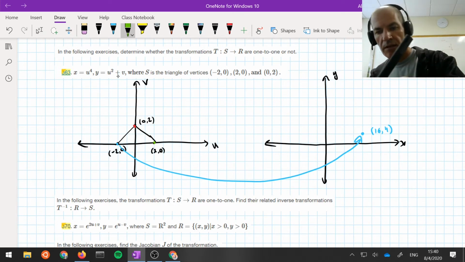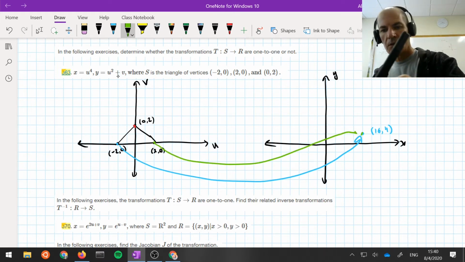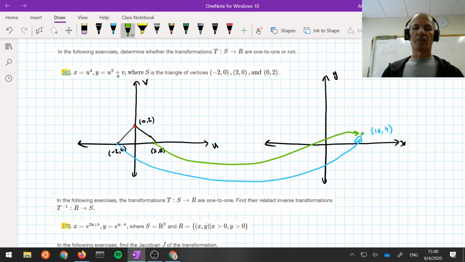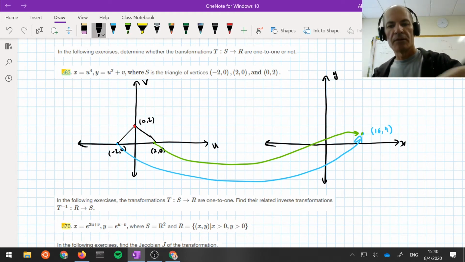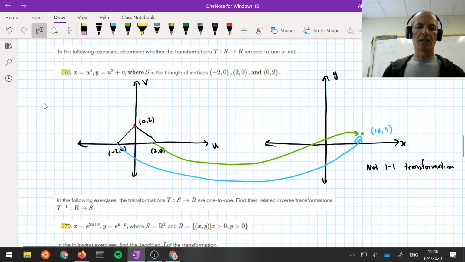So I'll color half of this green, and this point actually goes to the same point. We immediately now know this is not a one-to-one transformation, because these two different points in the domain end up at the same point in the range or the codomain.